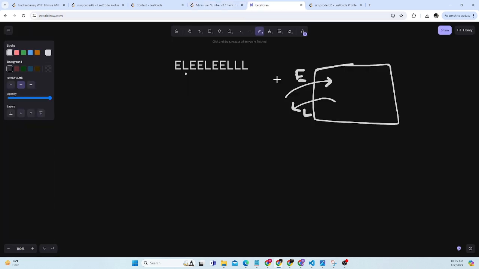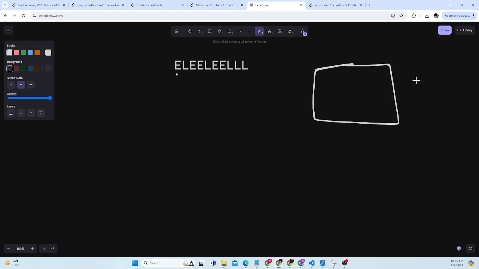Okay, so let's simulate this event. Let's say first we are at E. A person enters, so a chair is allocated to this person. Then the person leaves the room. Okay, so the person left the room, so there were no chairs.